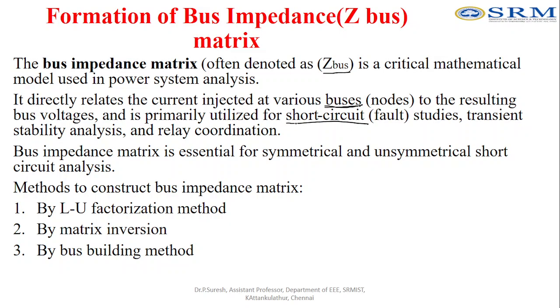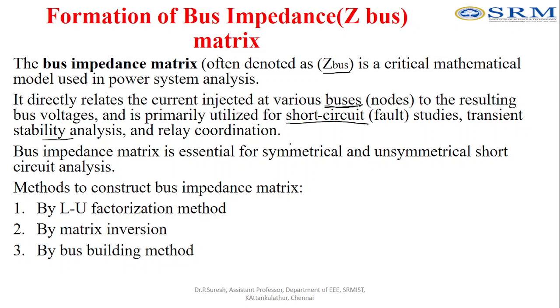Whenever a fault occurs in a power system, we have to calculate the short circuit current or fault current. For determining the short circuit current or fault current, this Z bus matrix, the bus impedance matrix, is essential. It is also essential for transient stability analysis, and it is important for relay coordination, and also for short circuit analysis.